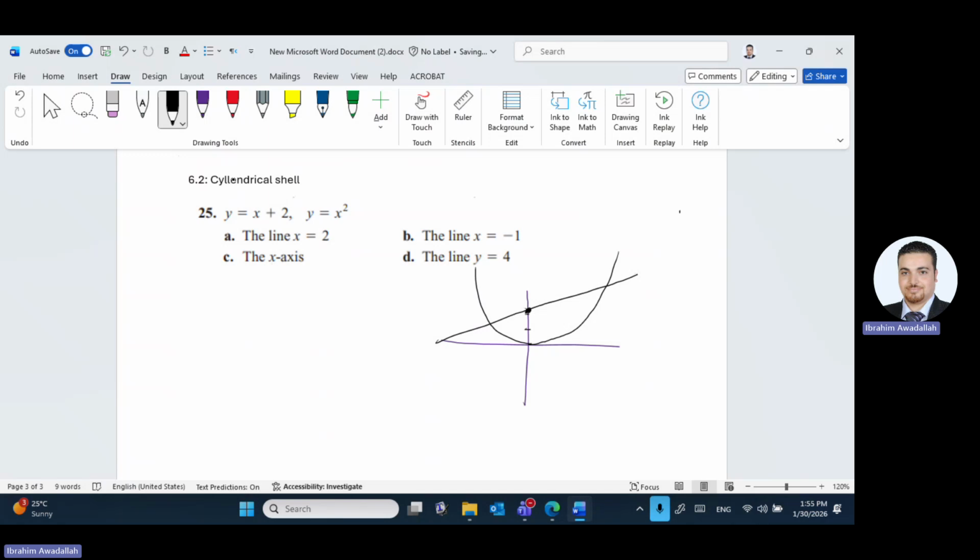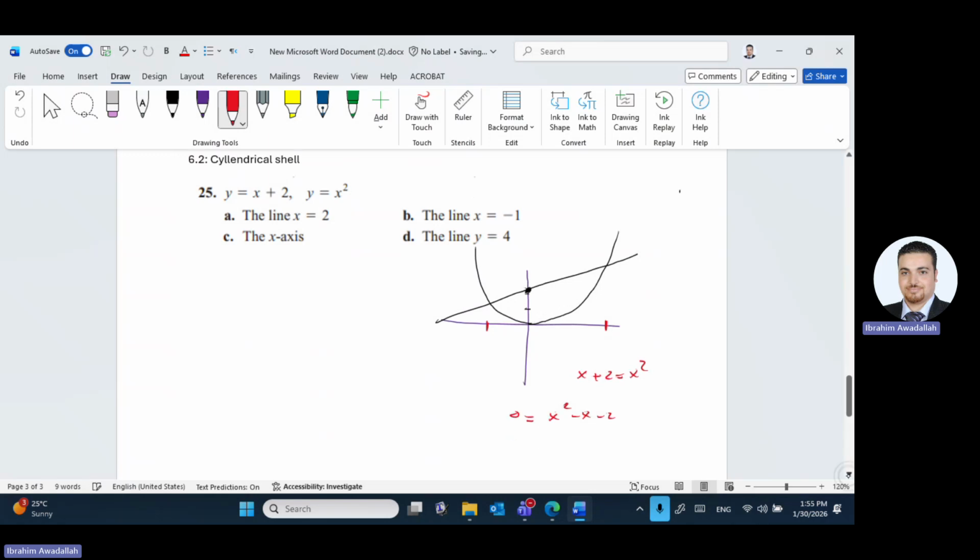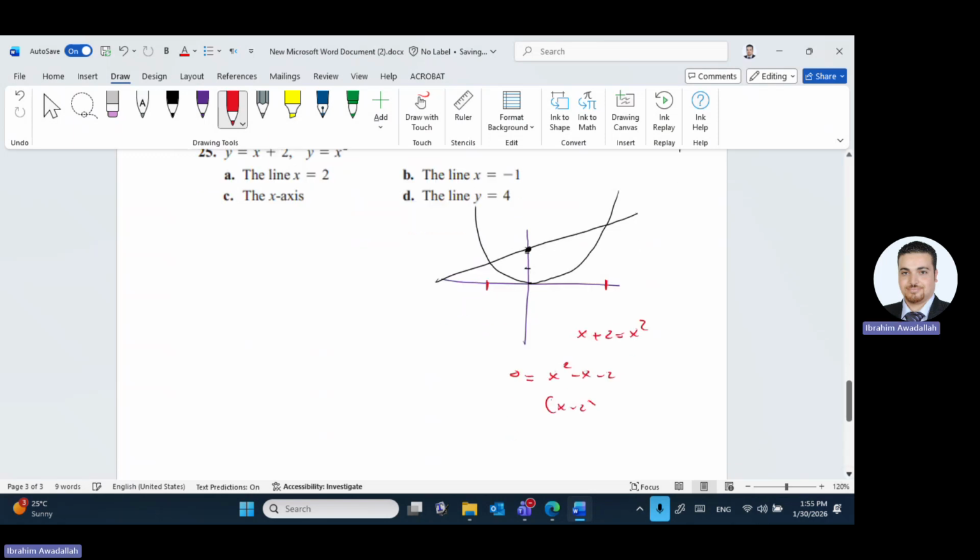Okay, first of all, I should find this point and this point. This is the first step all the time. x plus 2 equals x squared. x squared minus x minus 2 equals 0. On any side, no problem. (x minus 2)(x plus 1) equals 0. From here, x equals 2. From here, x equals minus 1. So this point is minus 1, this point is 2, my area would be made.